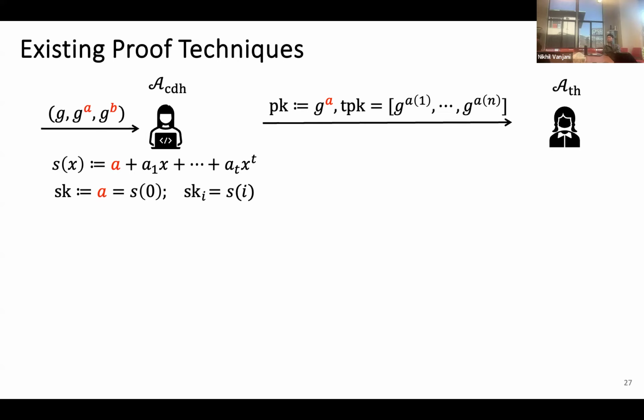The threshold adversary will be sent the signing keys of the corrupt parties, because the CDH adversary knows those signing keys, for example, since it sampled them locally. But for the public keys, it will interpolate things in the exponent.